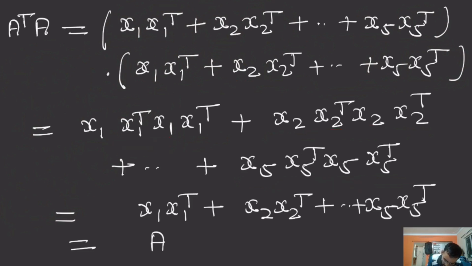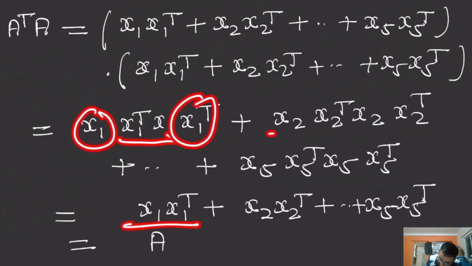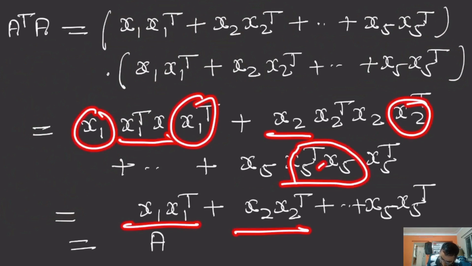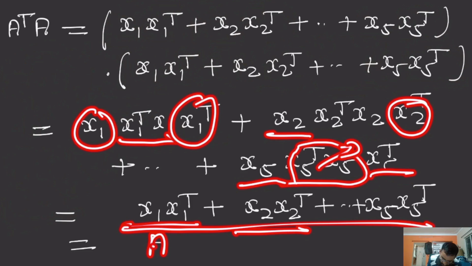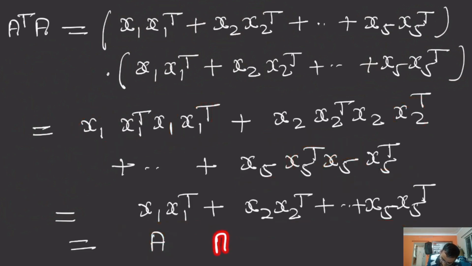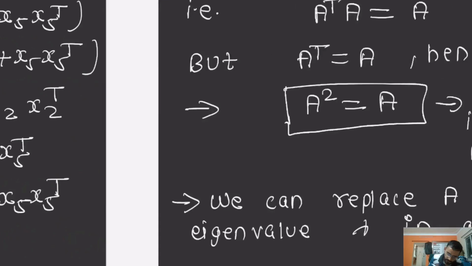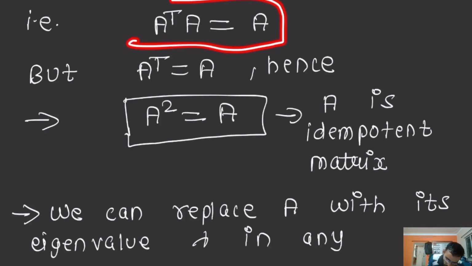So what we get is, if this is 1, then x1 x1 transpose, x2 x2 transpose, similarly up to x5 x5 transpose, this will become 1. This is nothing but equal to A only. Then what we get is A transpose A is equal to A.